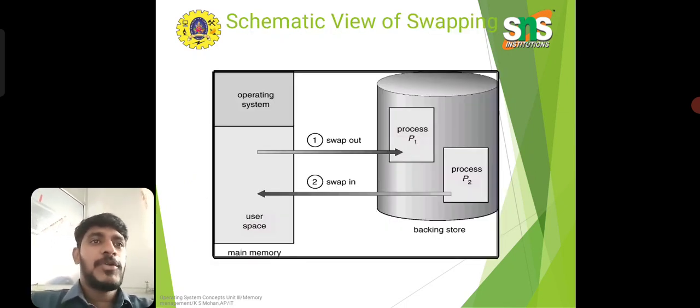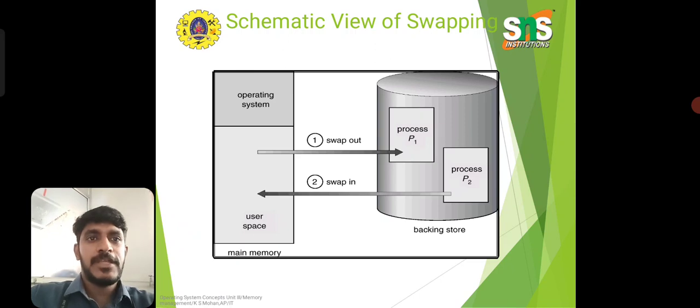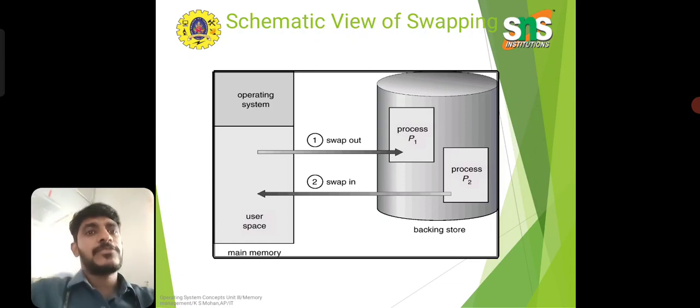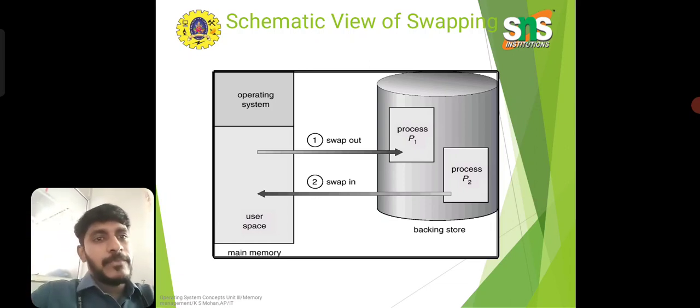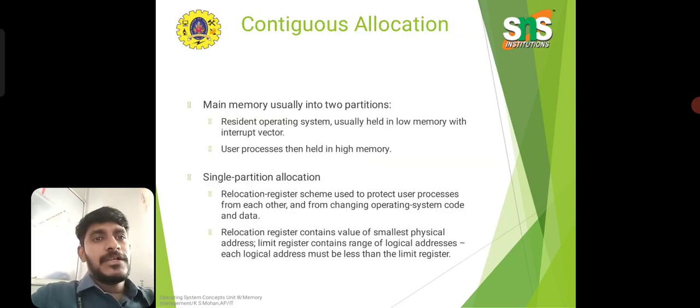This is a schematic view of swapping. In the operating system we have process 1 and process 2, with swap out and swap in. Process 1 will be swapped out and process 2 will be swapped in. The user space and backing store hold the swapped processes, while the operating system resides in main memory. The user space is allocated to processes, and this is how swapping works.